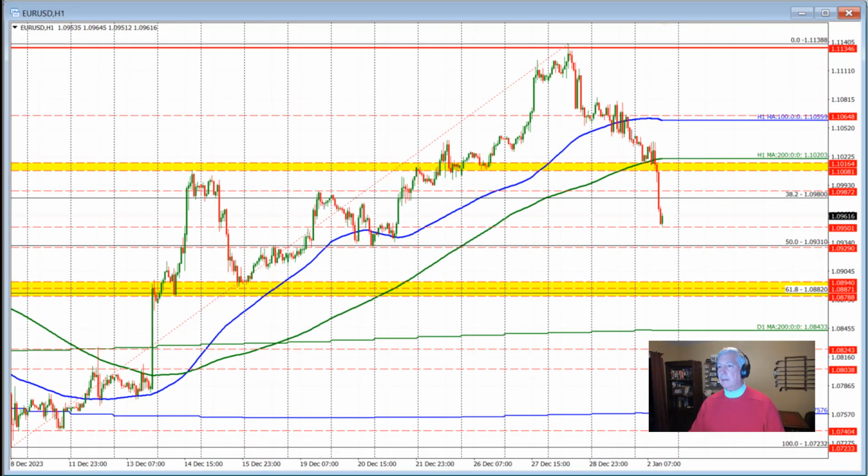And looking at the hourly chart, I'm going to put a horizontal line at that 1.0942 level, just as a reminder of the 50% retracement. That's right around that level. But as you can see in this chart, we started to move below the 100-hour moving average on Friday, closed below that level. And then in trading today, we came down to the 200-hour moving average.